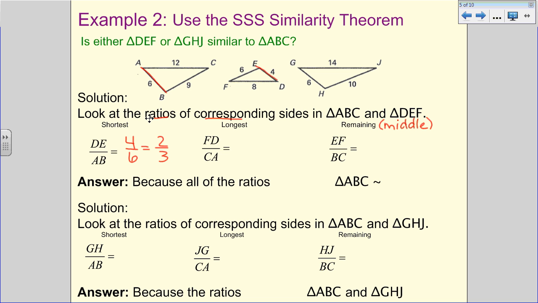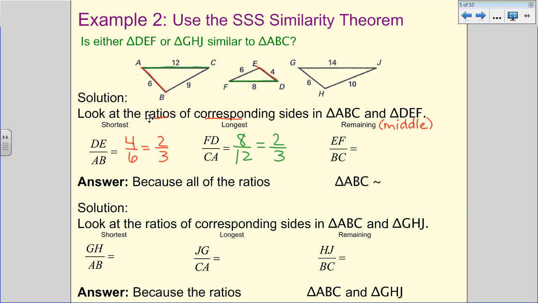And now it says to take the longest side. So if I look at the longest side here, it is 8, and then the longest side over here is 12. Both of those can be divided by 4. 8 divided by 4 is 2. 12 divided by 4 is 3. So we've got 2/3 and 2/3, and looking good.